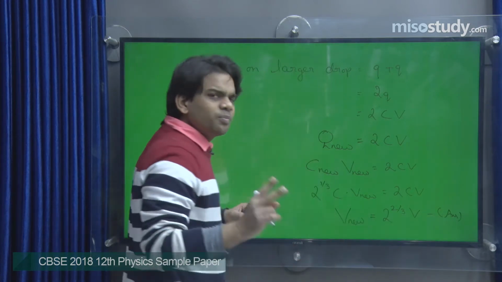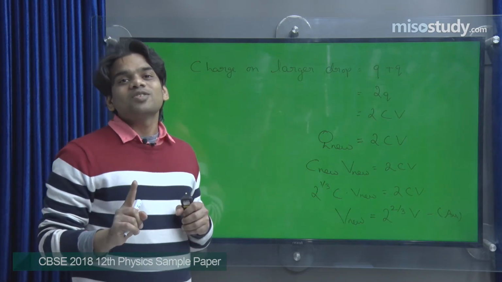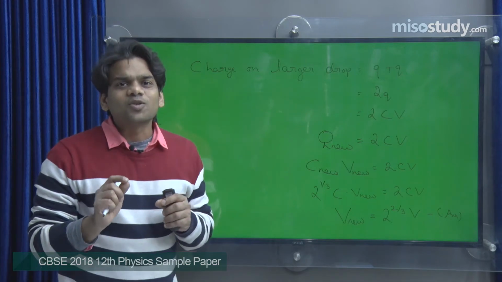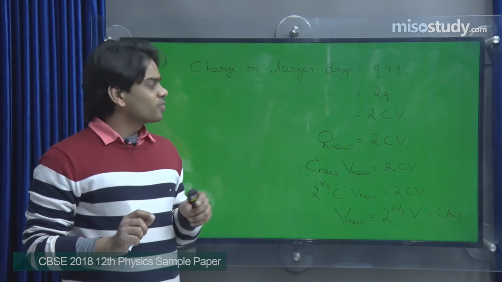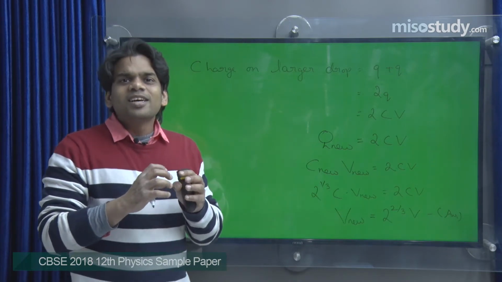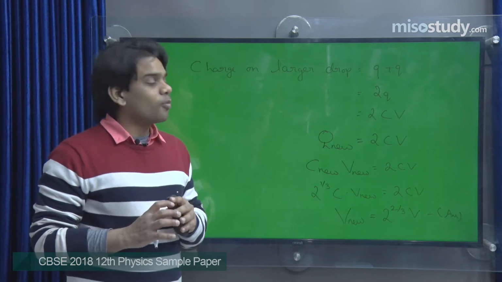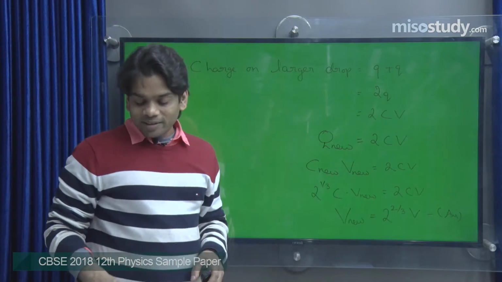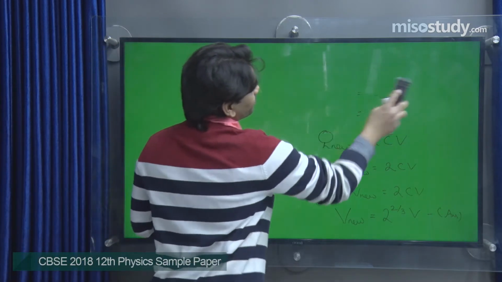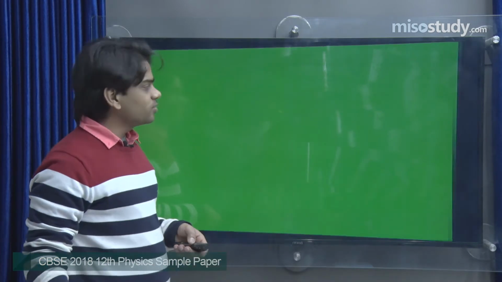See, two simple things have been asked in this question. First, what is the capacitance of the larger drop in terms of the capacitance of the smaller drop? And we got that: it is equal to 2 to the power 1 by 3 into C. And the potential difference of the larger drop, when the smaller drops coalesce, will be equal to 2 to the power 2 by 3 into the potential difference on the smaller drop. Hence, we are done. Easy question. Let's go to the next one.